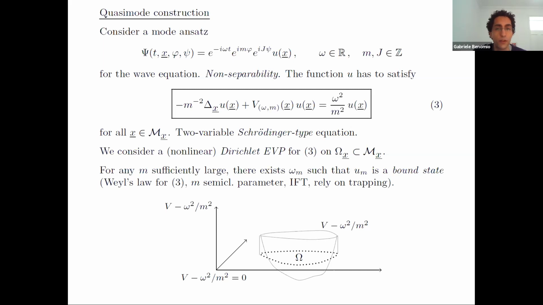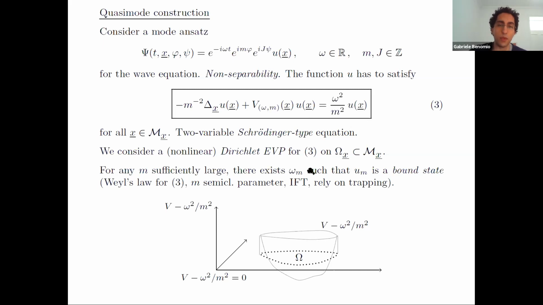And this Dirichlet eigenvalue problem will be technically difficult to treat because it's a nonlinear eigenvalue problem, because the eigenvalue that you see on the right hand side appears in the potential on the left hand side as well. So what we'd like to do is to prove the existence of a bound state for such an eigenvalue problem. But to prove such an existence, we prove a version of the Weyl law for this eigenvalue problem.